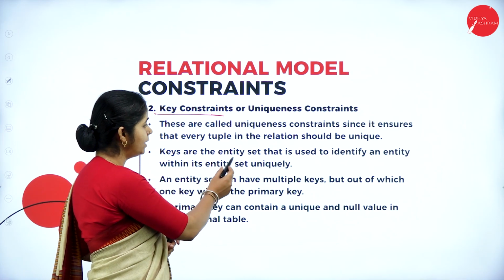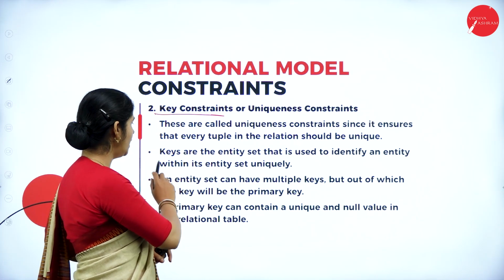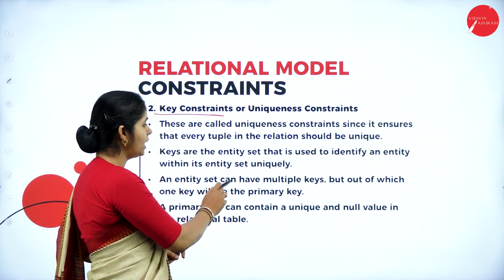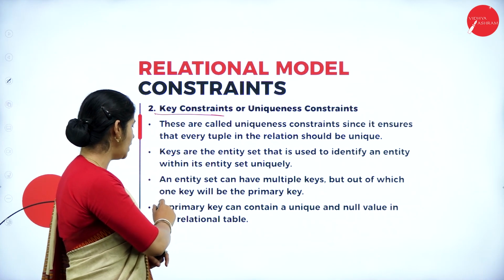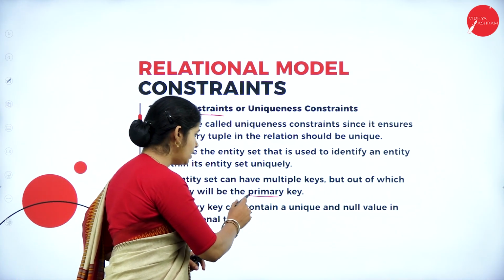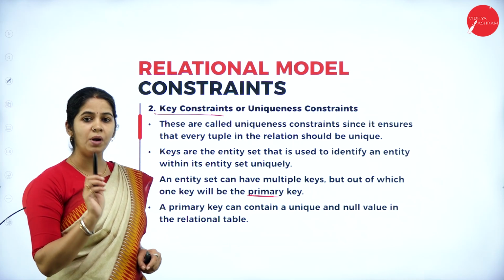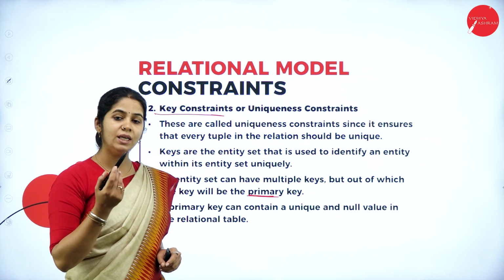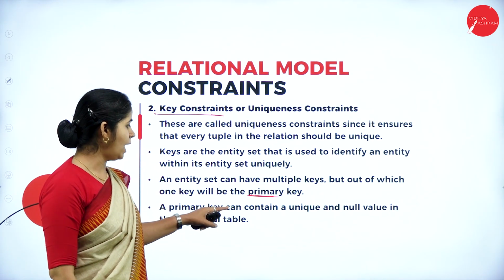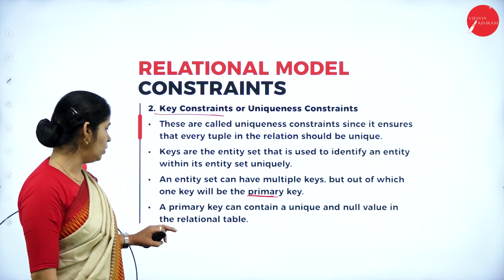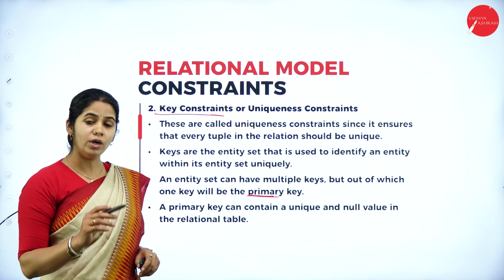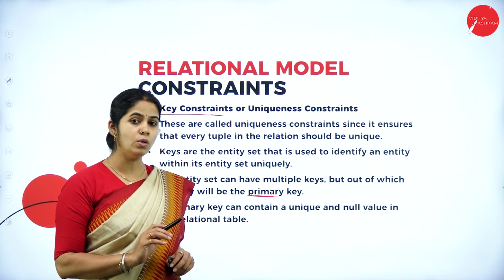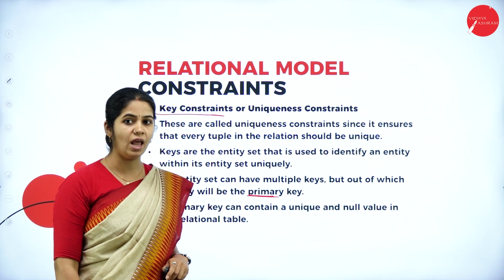Keys of an entity set are used to identify an entity within the entity set uniquely. An entity set can have multiple keys, but out of which one key will be the primary key. So we can have only one primary key. We cannot have more than one primary key, though the keys are unique. A primary key can contain a unique and null value in the relational table. What is the constraint we are posing here? The primary key should have a unique value and it can be a null value.